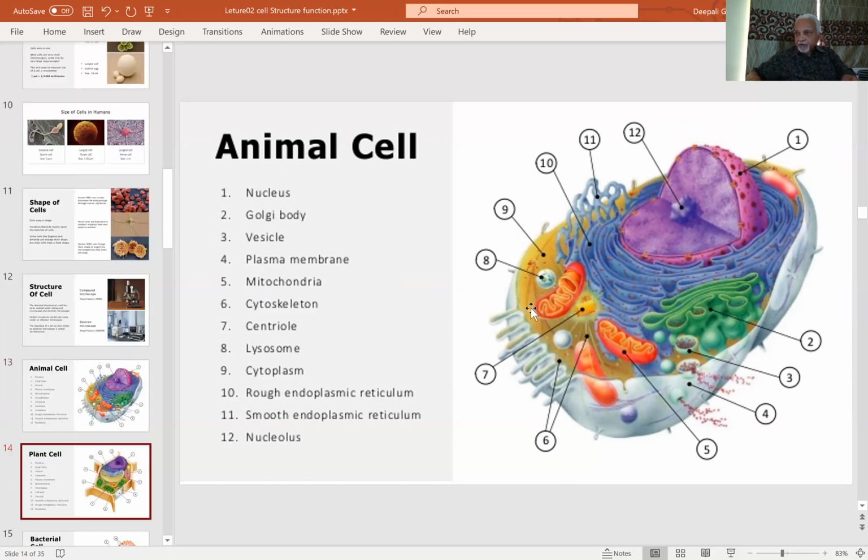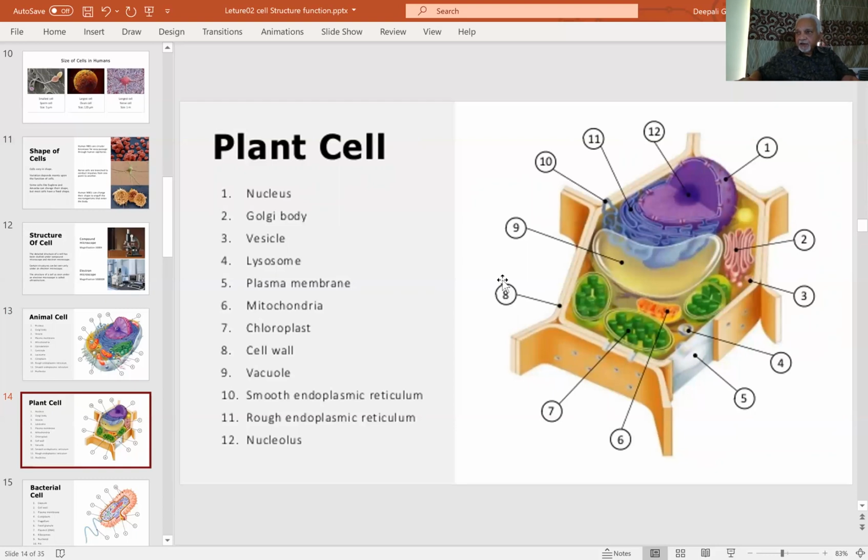Now, if you look at a typical plant cell, it also has some common organelles and some very specific to plant cells. For example, here you have the cell wall.